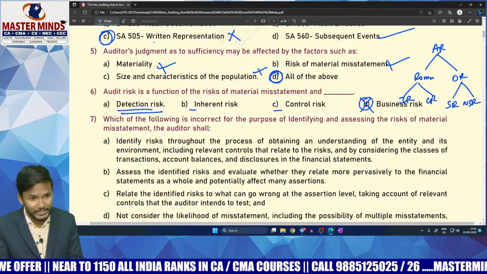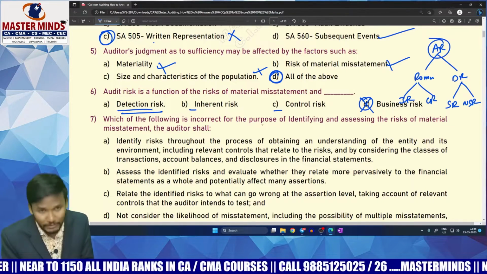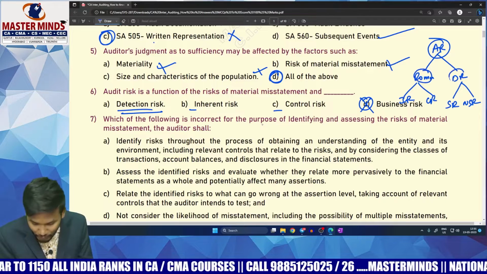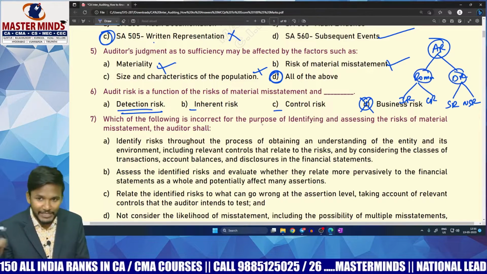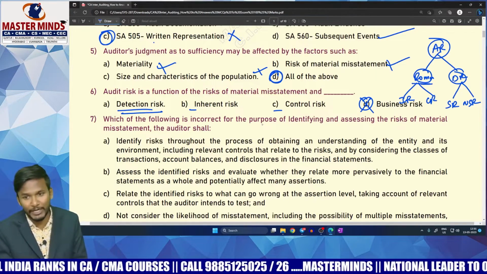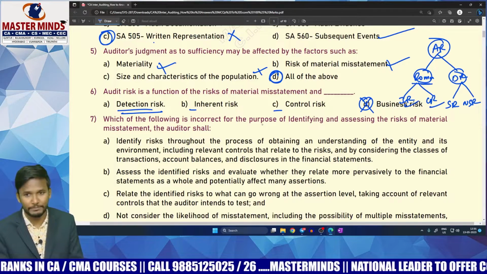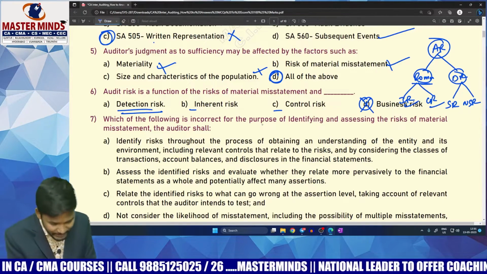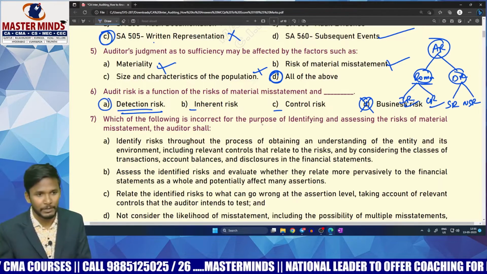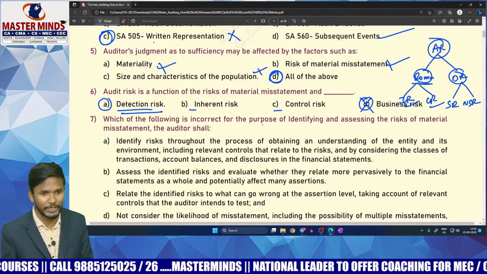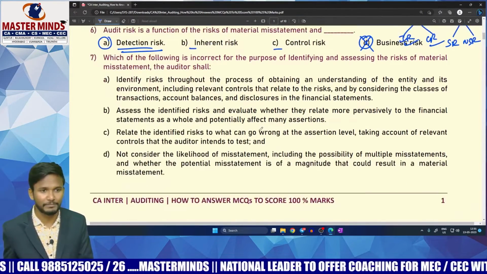So, as such, what is being asked? What is the composition of audit risk? What are you supposed to write? Risk of material misstatement and also detection risk. If he asks you what is the composition of risk of material misstatement, what will you write? Inherent risk, control risk. Understood? So what is the correct answer here? Detection risk. So the correct answer becomes what, sir? Detection risk. Okay. Yes.